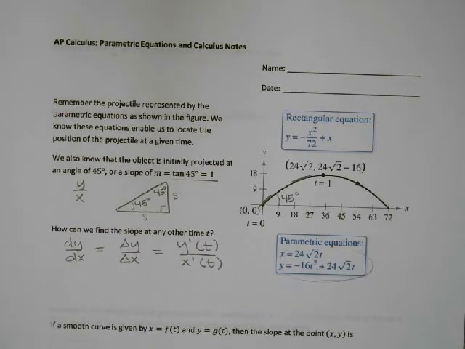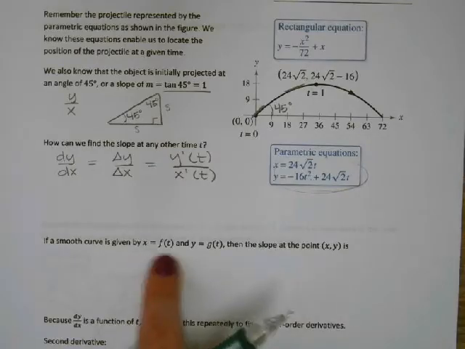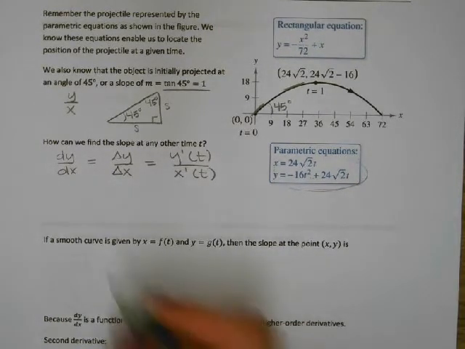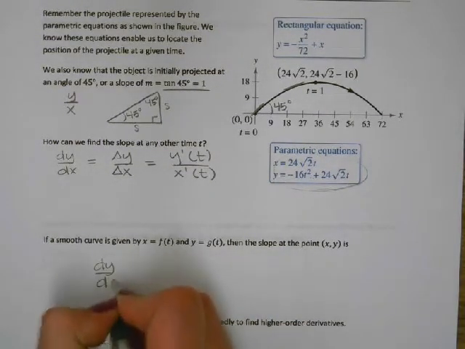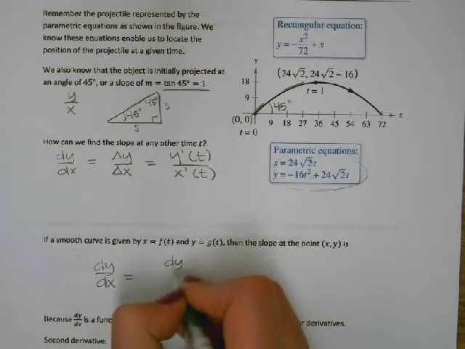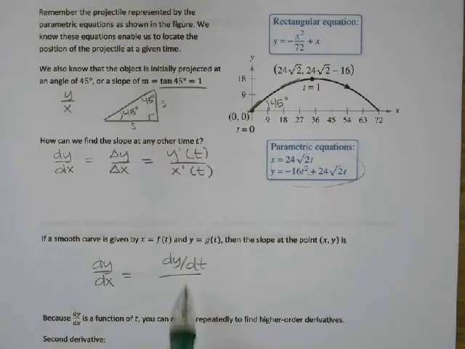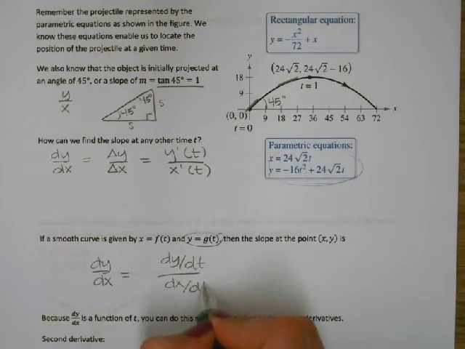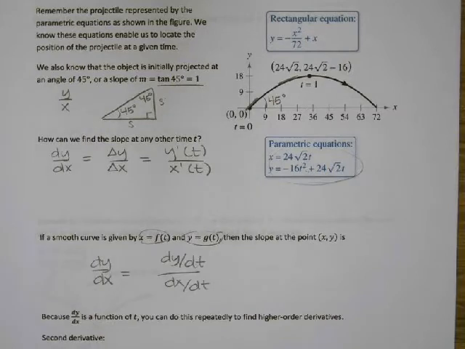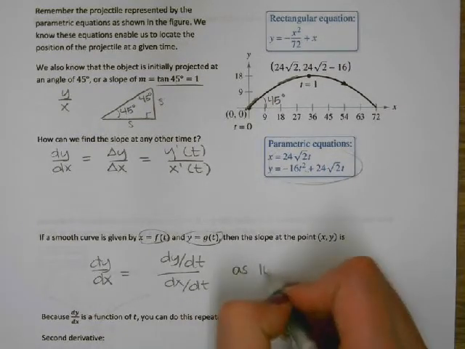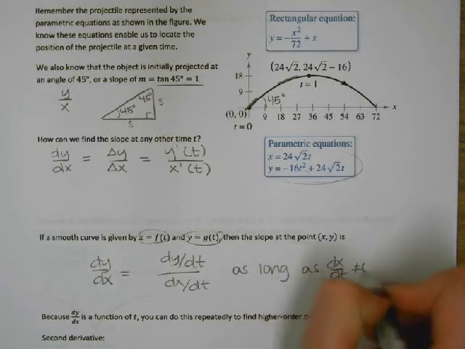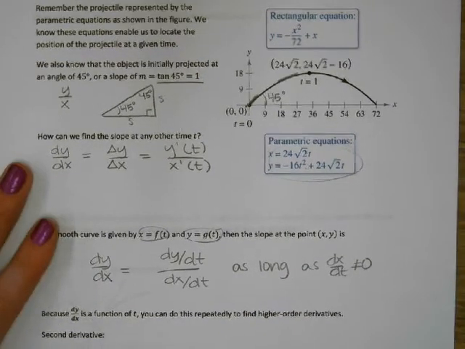and that would tell me my slope at any point on that graph, right? So if a smooth curve is given where we have x as some function of t and y is another function of t, then the slope at that point is going to be dy/dx equals dy/dt, that's the derivative of this one, divided by dx/dt, and that's the derivative of this one. And that is as long as dx/dt does not equal 0, and that's because we can't divide by 0.